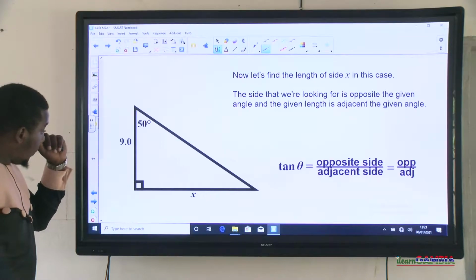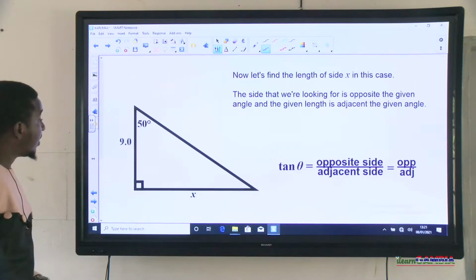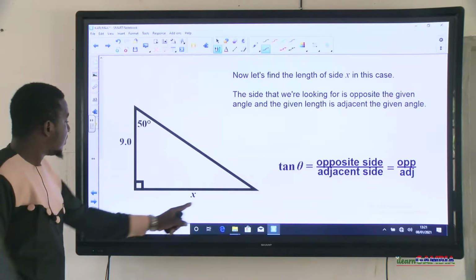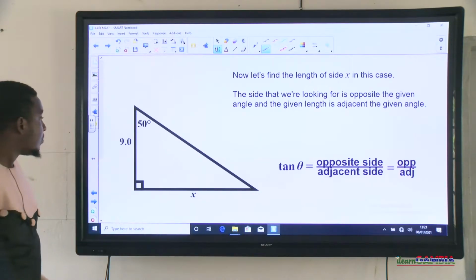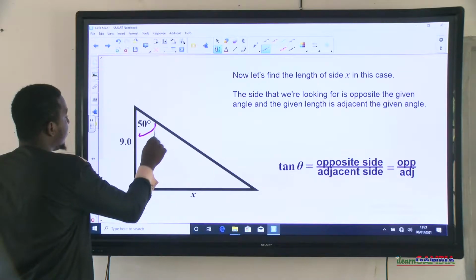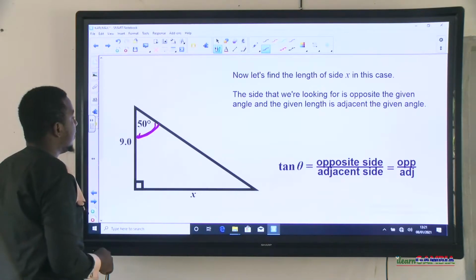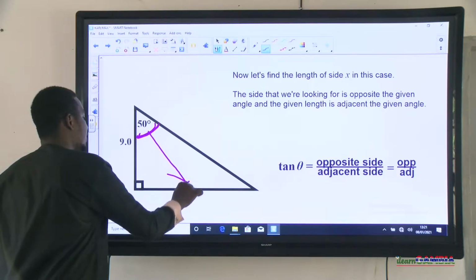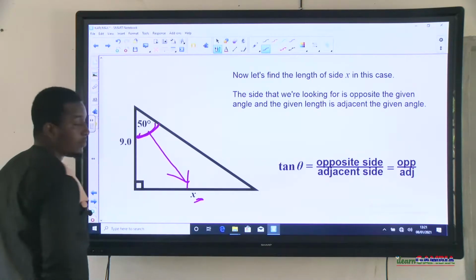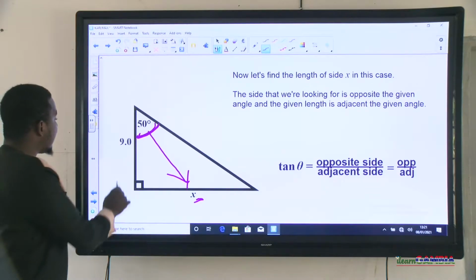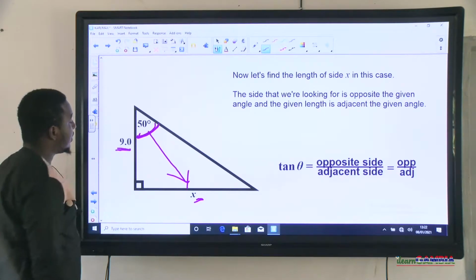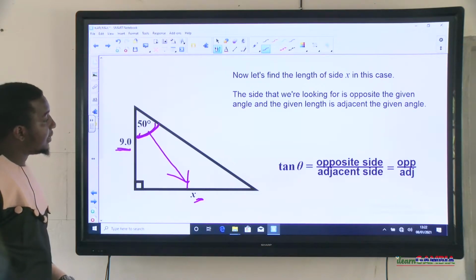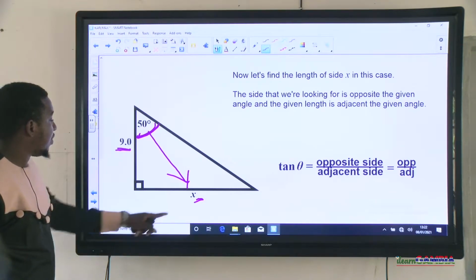We look at this other one. Here also we are given a triangle. We are given two sides and one of them is x. Here the angle given to us is 50 degrees. And the side that is opposite to the angle is what? Is x. The side that is adjacent to the angle is 9.0. Again, we want to find the value of x.